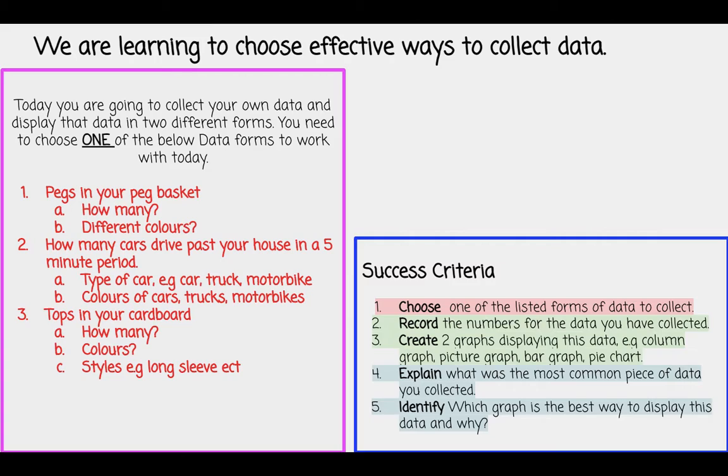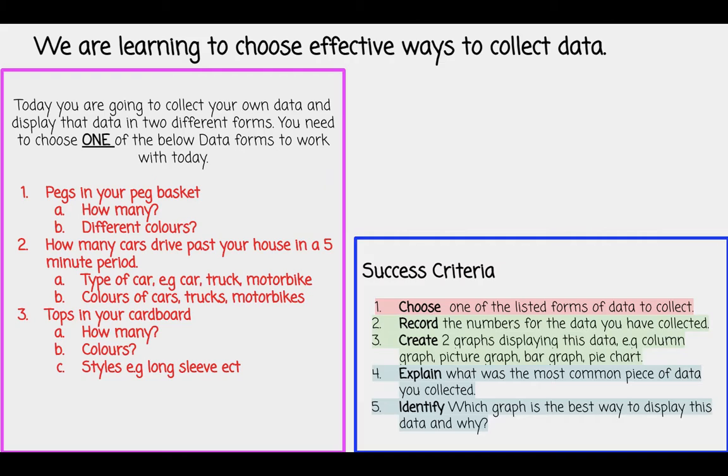So to be successful today, first you need to choose one of the listed forms of data to collect. So to be successful first, you need to choose 1, 2, or 3 on the columns next to us. The second thing, you need to record the numbers for the data you have collected. So for example, if you were doing pegs, you might have recorded 3 blue pegs, 4 green pegs, 2 red pegs, 1 yellow peg. And that is how you are recording the numbers for the data you have collected.